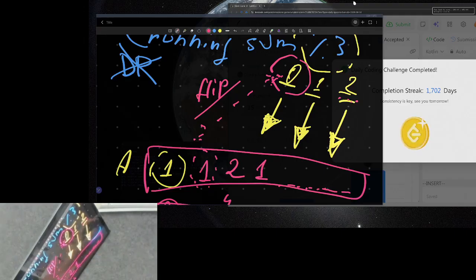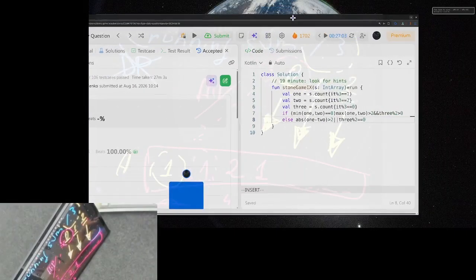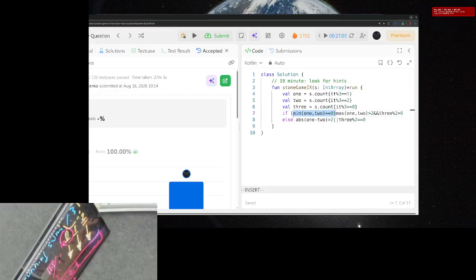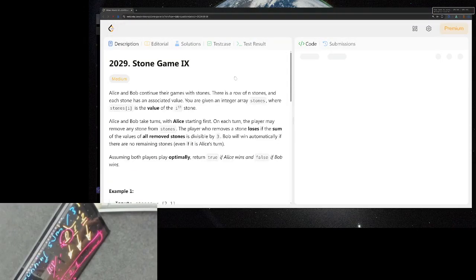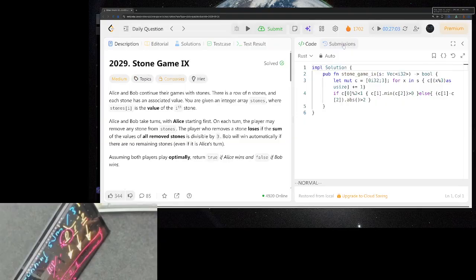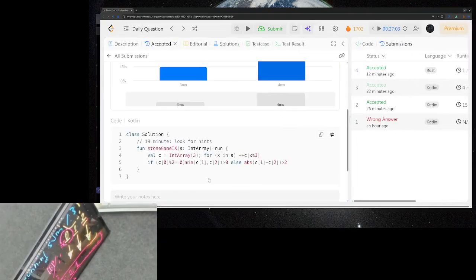Let's look at the solution. I didn't solve it myself, so I just don't want to invent the logic. This is what was accepted, but this is not what I like. I like it different. So this is the Kotlin one.